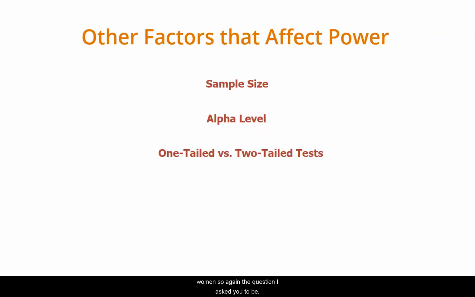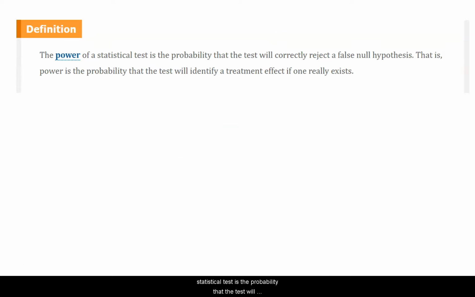So again, the question I'll ask will be exceedingly direct, just like an all of the above type question. But again, this definition: the power of a statistical test is the probability that the test will correctly reject a false null hypothesis, and the power is the probability that the test will identify a treatment if it really exists. And as the researcher, I want to identify that. I do not want to miss it. If it's really there, let's get it. Let's identify that thing.